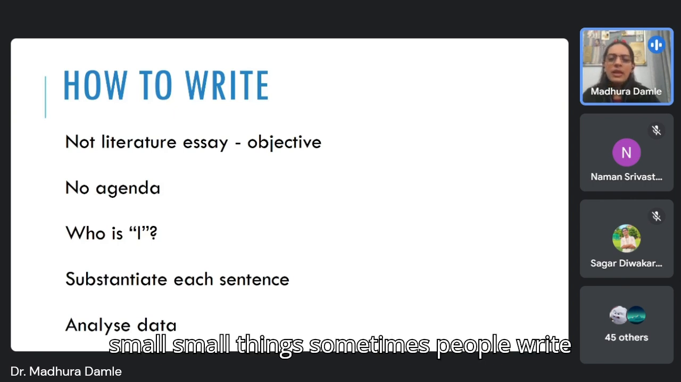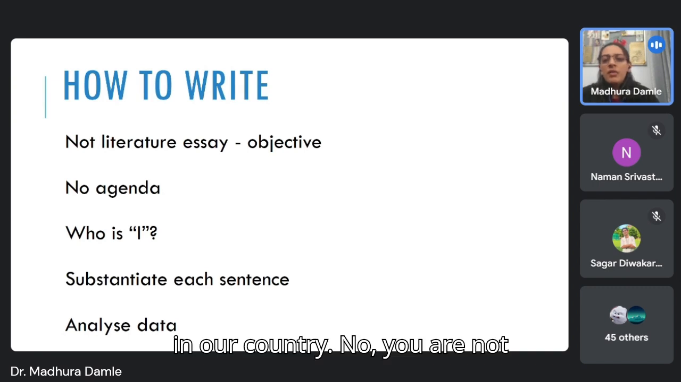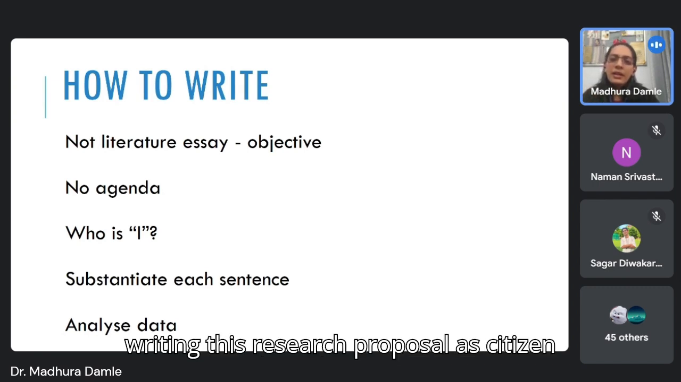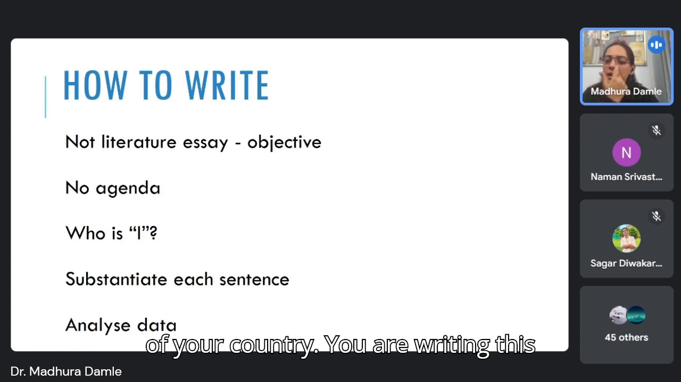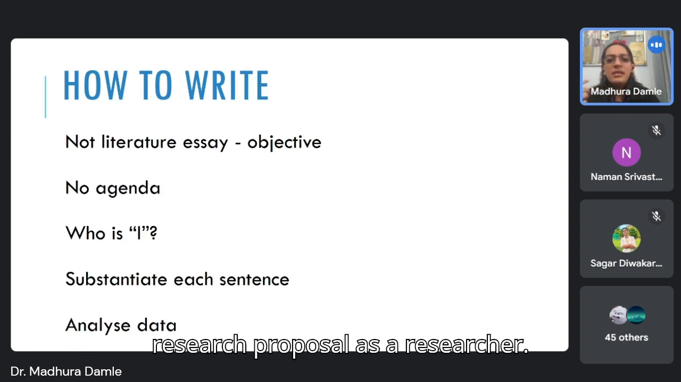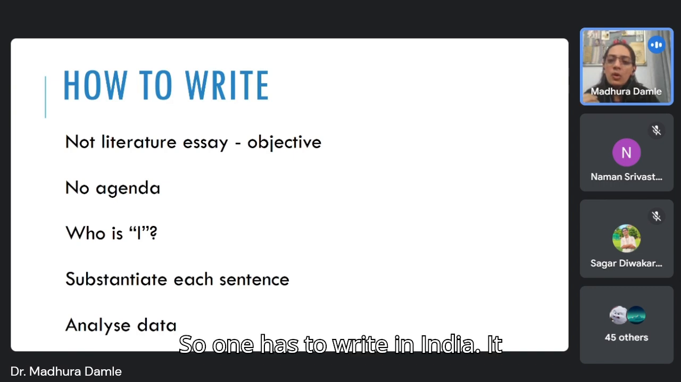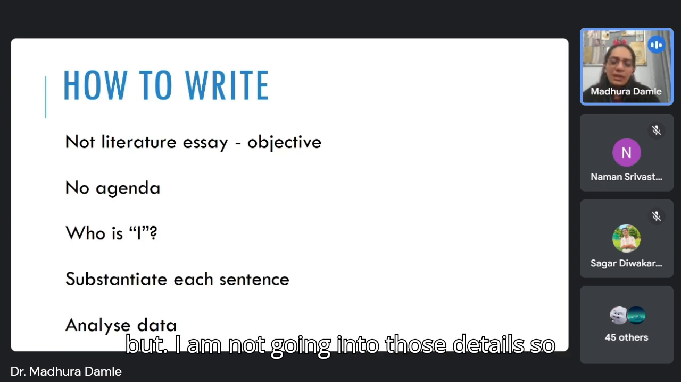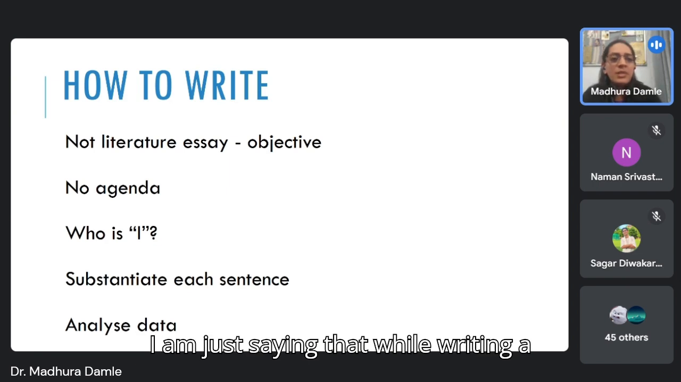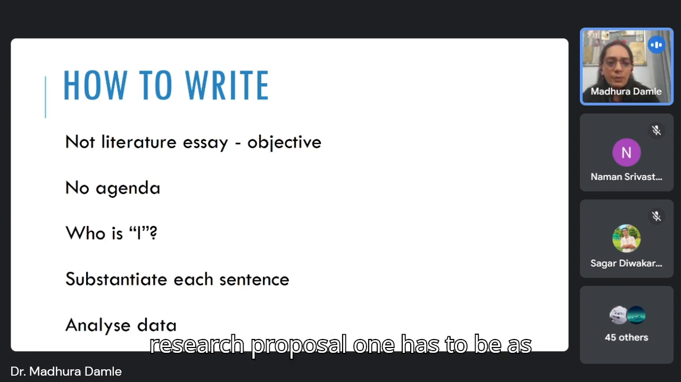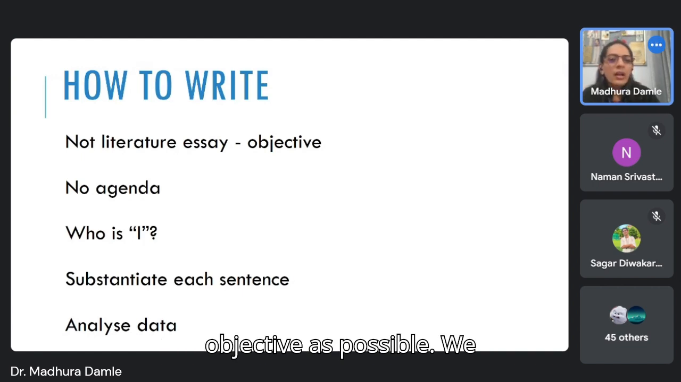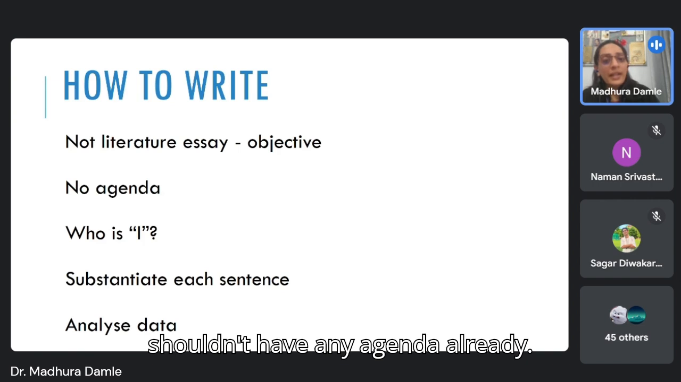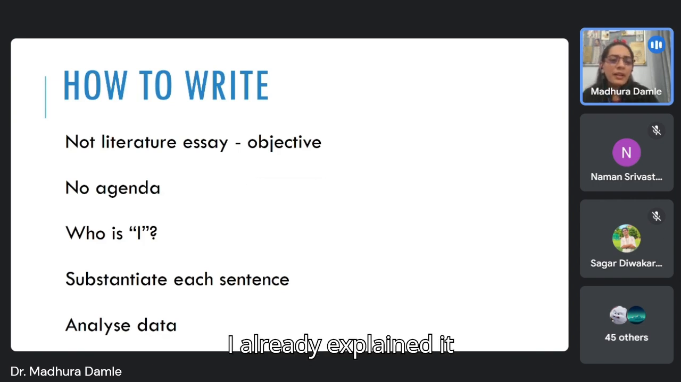There are small things. Sometimes people write, in our country. No, you are not writing this research proposal as a citizen of your country. You are writing this research proposal as a researcher. So one has to write in India. It doesn't matter what is your country as a researcher. I mean, of course it matters, but I'm not going into those details. I'm just saying that while writing a research proposal, one has to be as objective as possible. We shouldn't have any agenda. I already explained it.